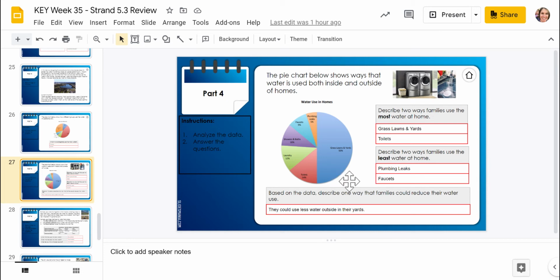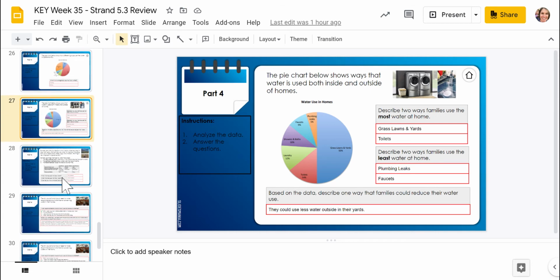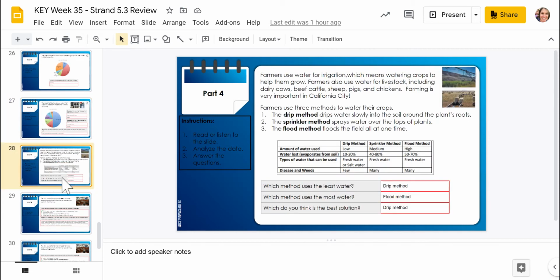You could have had lots of different answers here, but one way that families could reduce their water use would be to use less water in our yards. You also learned a little bit about farmers and how they use water. In studying this data table, the drip method uses the least amount of water. The flood method uses the most amount of water, and the drip method is the best solution.